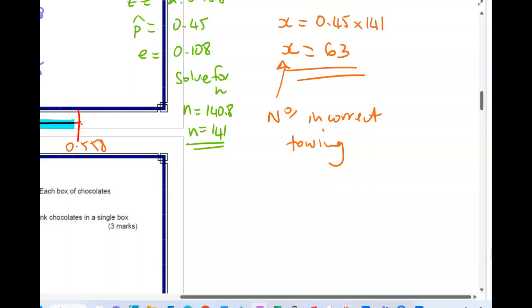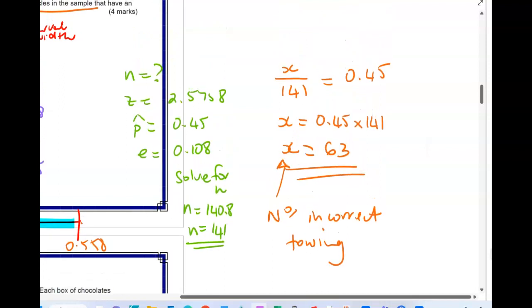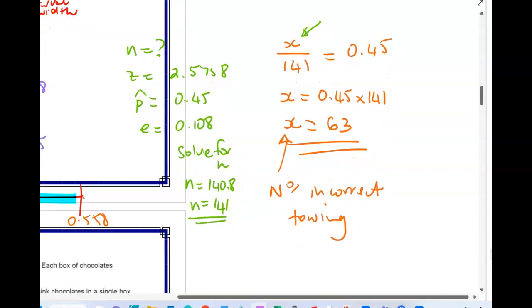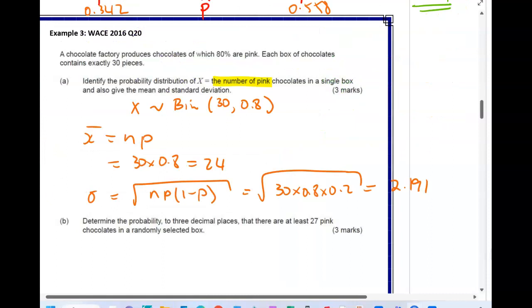At that point, we haven't answered the question. In order to answer the question, we need to know the number in the sample. The number out of 141 that would give a sample proportion of 0.45, and that number is 63. So just be wary of this, because it's asking for number, not proportion. That gives you a little bit of a hint in terms of whether we use binomial or not. And so number with binomial, n is 30.